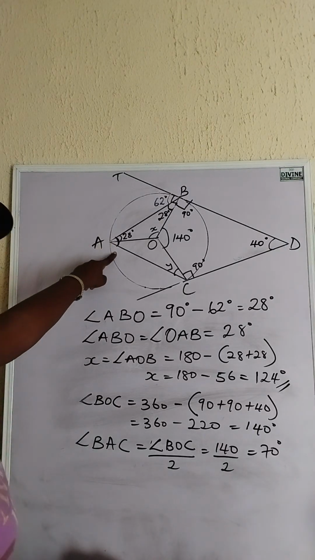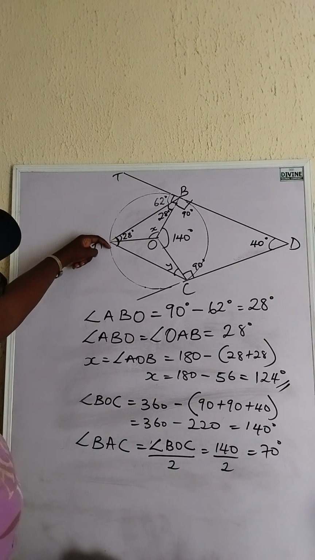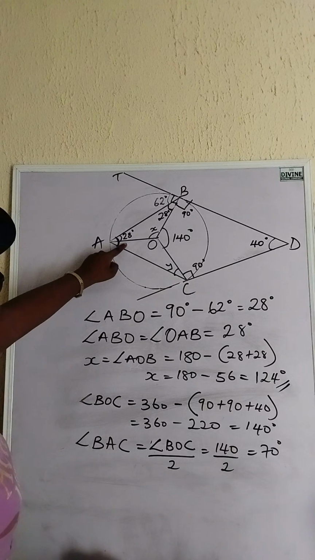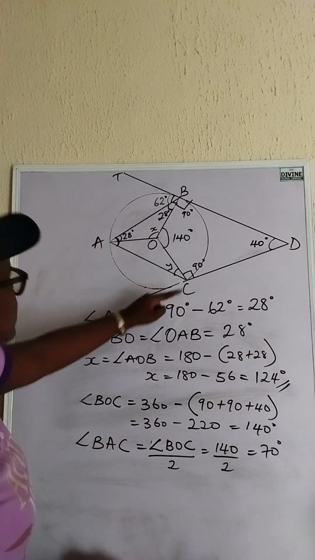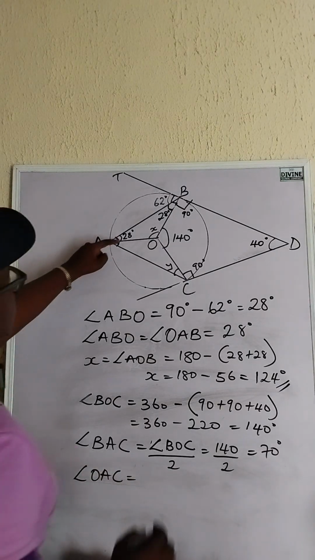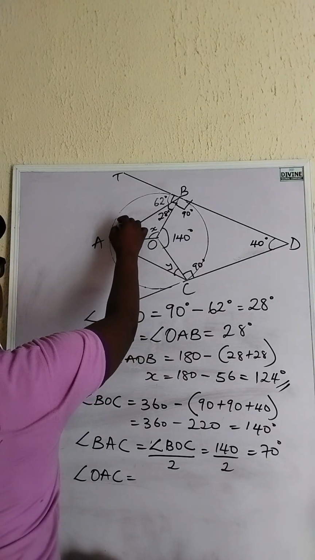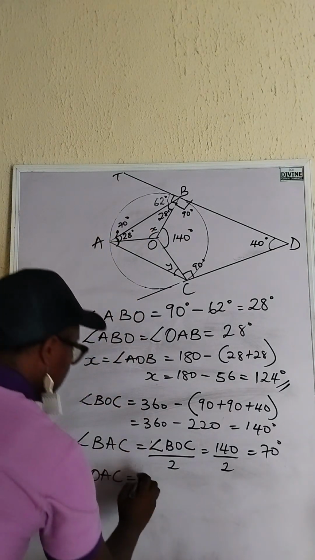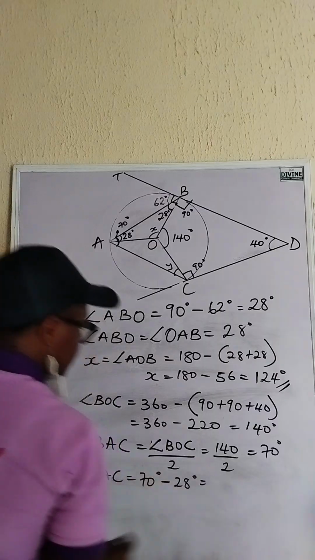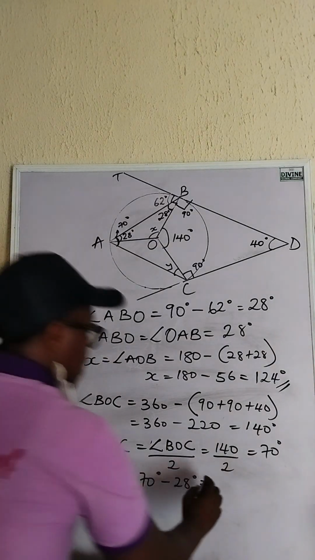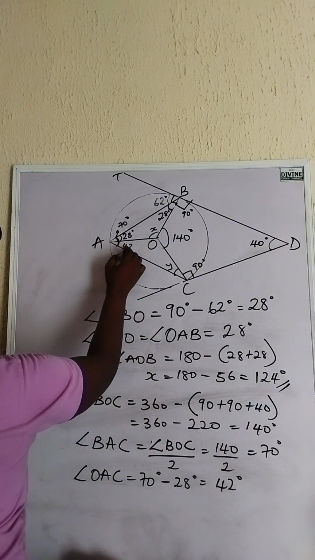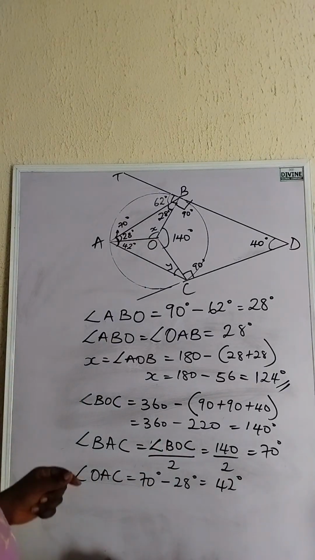But that is not what we are looking for. We found the full angle at A, but this angle at A has been divided, a part has been cut off. So to find angle OAC, if this whole angle is 70 degrees, we do 70 degrees take away 28 degrees. And what does that give us? That gives us 42 degrees. That means that this part is 42 degrees. Now we are getting somewhere.